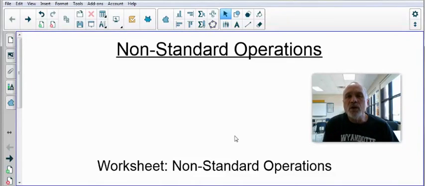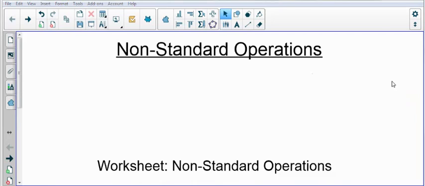Okay, welcome back, everyone. This will be a demonstration of how to do non-standard operations. You won't find it in IXL, but there is an accompanying worksheet entitled non-standard operations. I'm going to show you what these mean and how to do them. Let's go ahead and get rid of this. Okay, so non-standard operations. There will be a worksheet that you'll be able to get to in your Google Classroom.